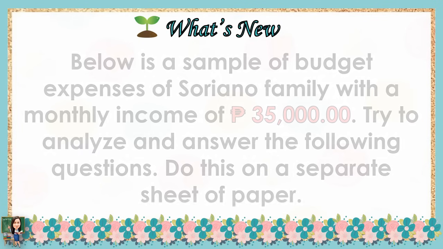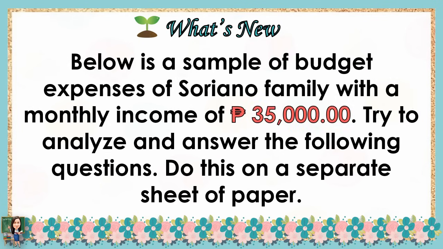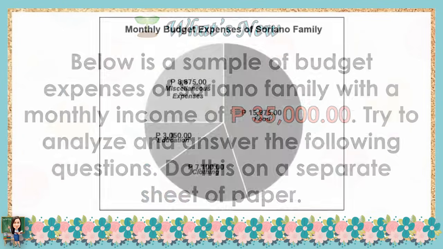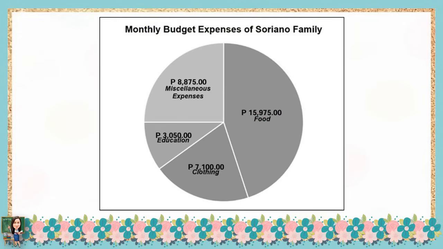What's new? Below is a sample of budget expenses of Soriano family with a monthly income of 35,000 pesos. Try to analyze and answer the following questions. Do this on a separate sheet of paper. Monthly budget expenses of Soriano family.